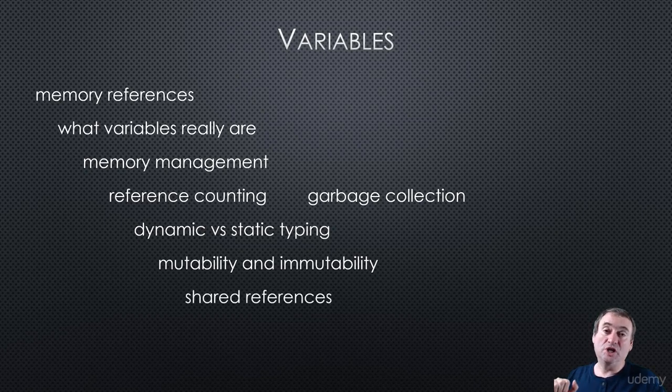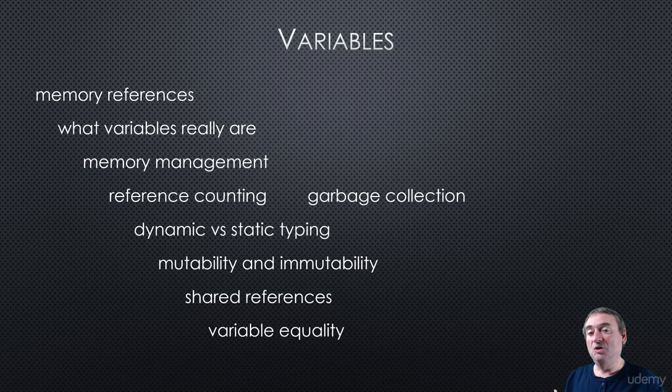Then we'll look at something called shared references. This is where variables share the same area in memory, they share the same object. And so we'll take a look at what that means in terms of variables and also in terms of functions. When we call functions and pass variables to them, what's going on behind the scenes.